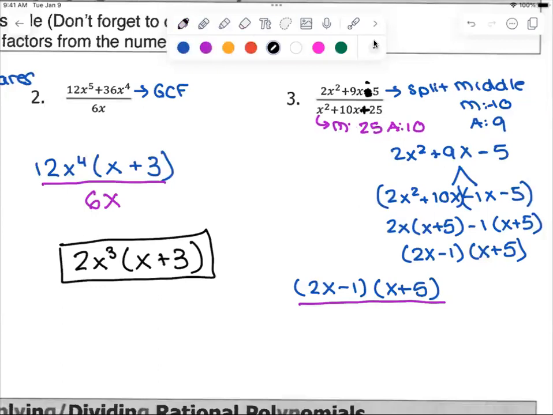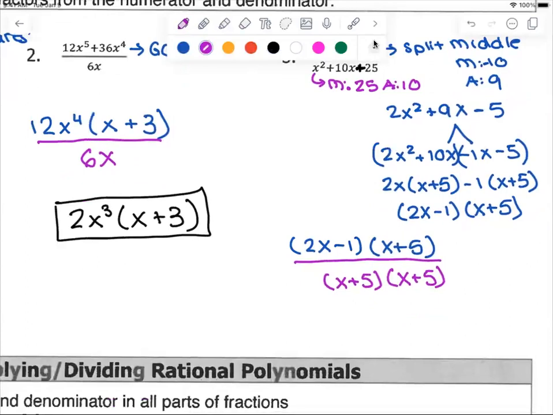So here again, multiplies to 25 adds to 10. So that's going to be 5 and 5. So x plus 5, x plus 5. Or you can write that as a binomial squared, x plus 5 squared. Now that we factored, you can cancel. The x plus 5s are gone. So my final answer is simply 2x minus 1 over x plus 5.